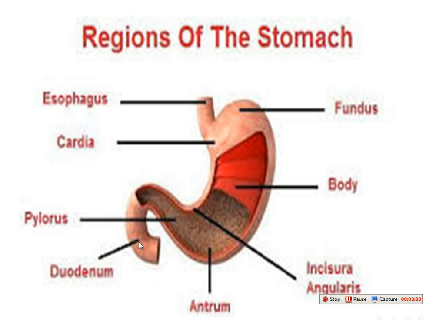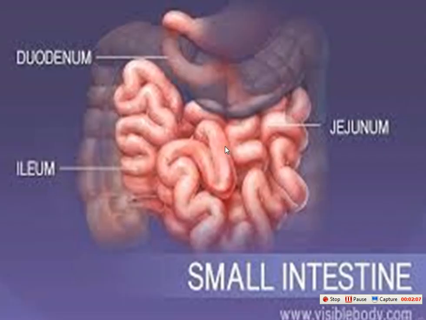Here, this is the first part of the small intestine, which we call the duodenum. The small intestine is divided into three parts. The first one is the jejunum, this is in the upper right, and this is the ileum in the upper and lower left, and here we have the duodenum, which starts from the stomach. You see here, this is the ileocecal junction.